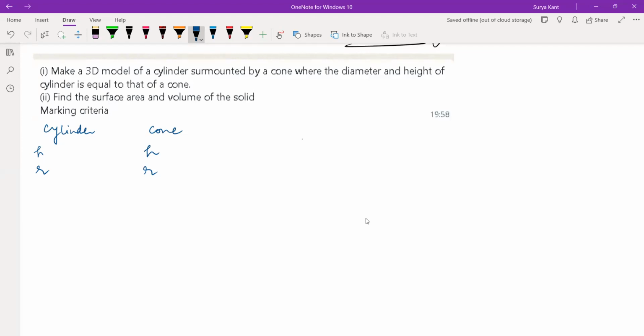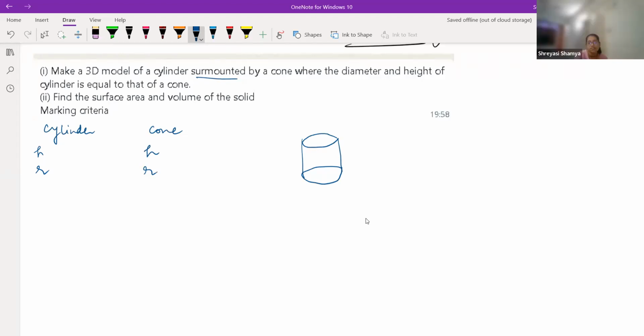See, if this is your cylinder, surmounted means on the head. It's a Hindi word, right, sir? Are you having Hindi subject or not? Surmounted means mounted on the top, the cone is there, okay? So on the cylinder you have a cone on the top. It is a 3D model of a cylinder surmounted by a cone, so we have to find surface area and volume.